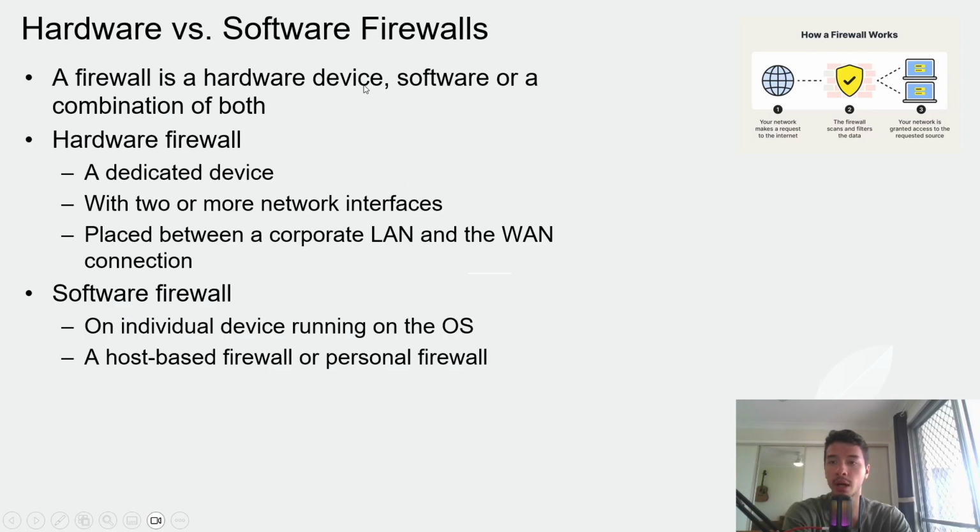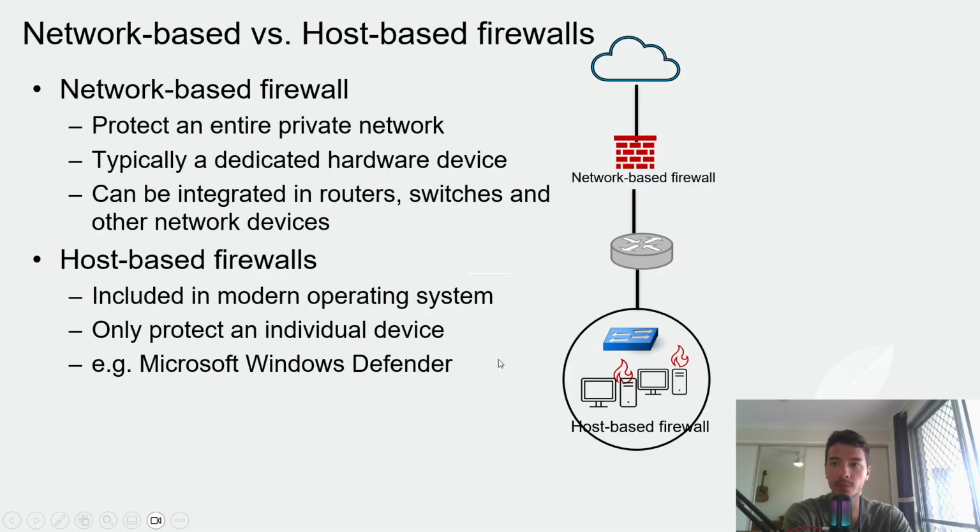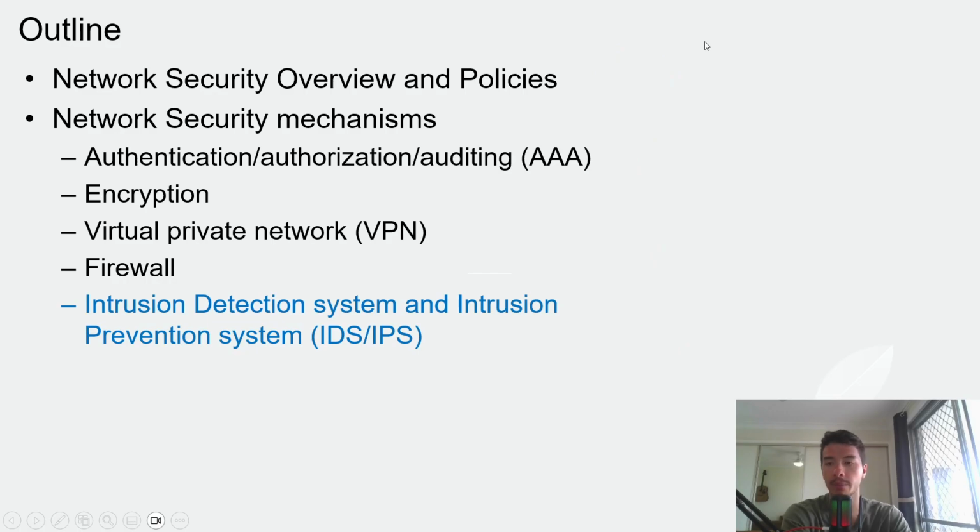A firewall is a hardware device, software, or a combination of both. You can have two different types: a dedicated device, placed between the LAN and the WAN connection, or a software firewall, an individual device running on the OS, a host-based one. So you've got hosts, router, network-based, and then out into the internet.